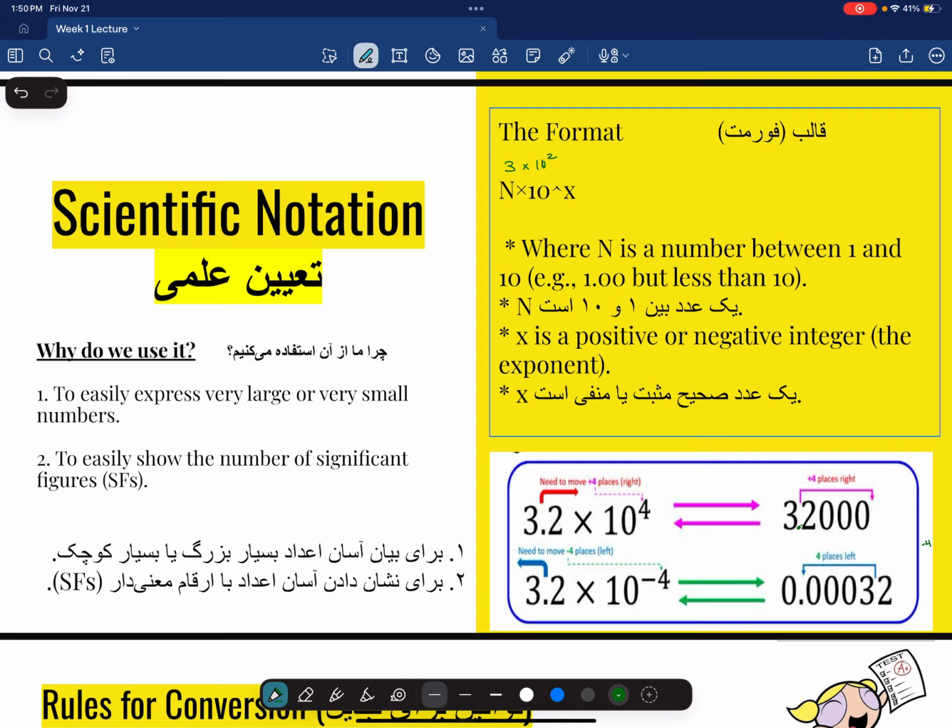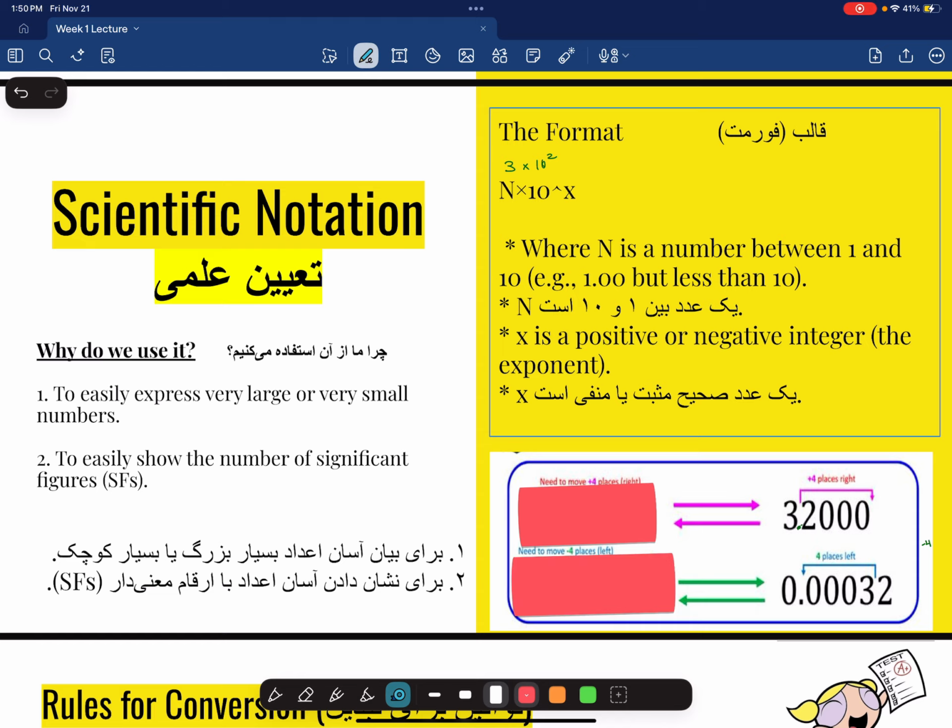For example, if we have a big, huge number like 32,000, but we want to write it in scientific notation, which is a simpler form.